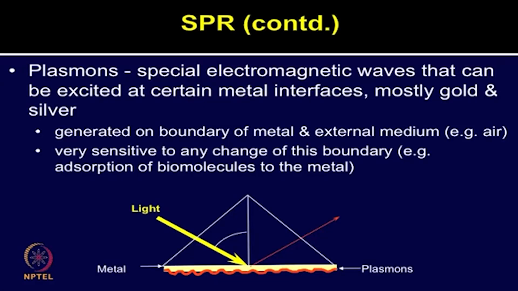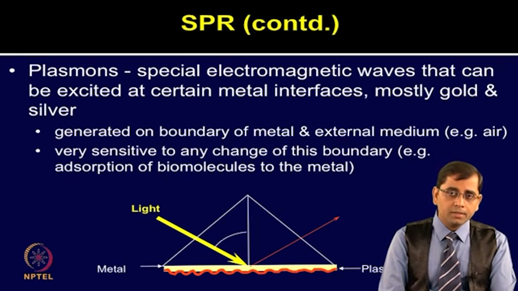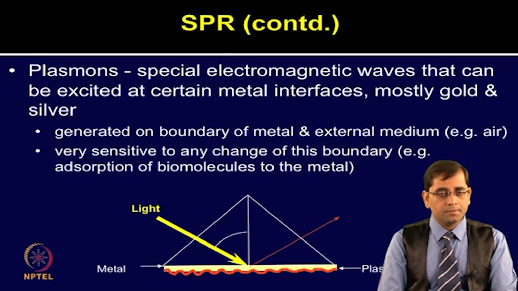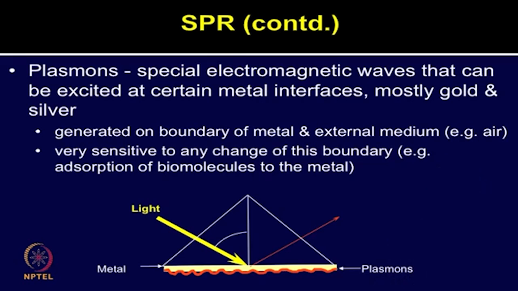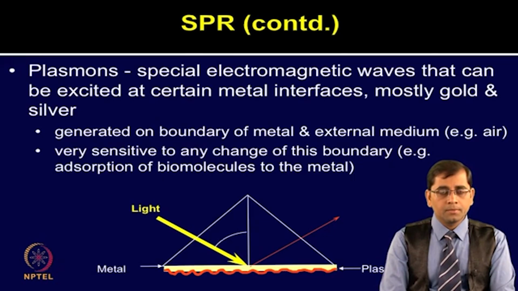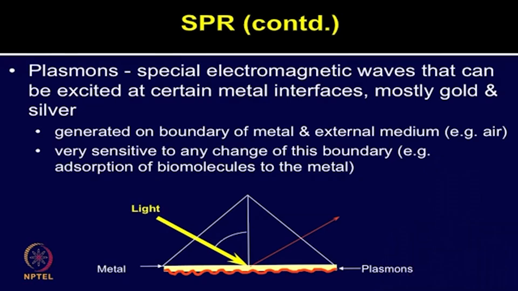Surface plasmons are special electromagnetic waves that can be excited at certain metal interfaces. Mostly gold and silver are used for this purpose. The surface plasmons are electromagnetic waves that propagate parallel to the metal or dielectric surface. From that interface, the plasmons are created when the light energy from polarized incident photons is coupled into the oscillation mode of free electron density, which is present in the metal film. From these gold surfaces, these plasmons are generated at the boundary of metal and external medium, which is usually air. These are very sensitive to any changes on this boundary, like adsorption of biomolecules to the metal.